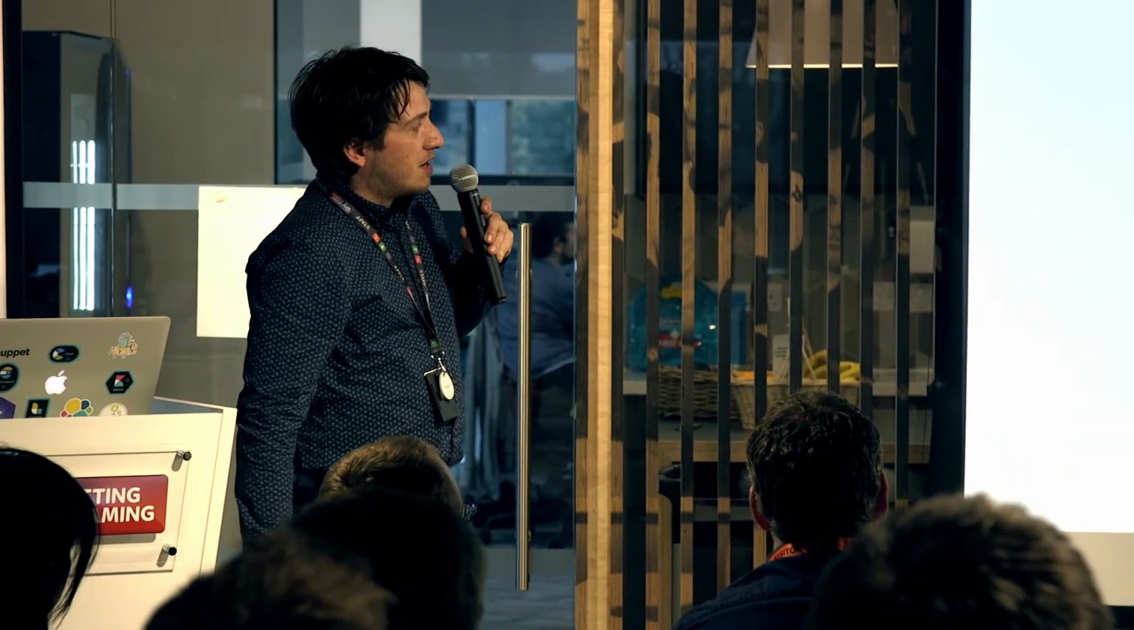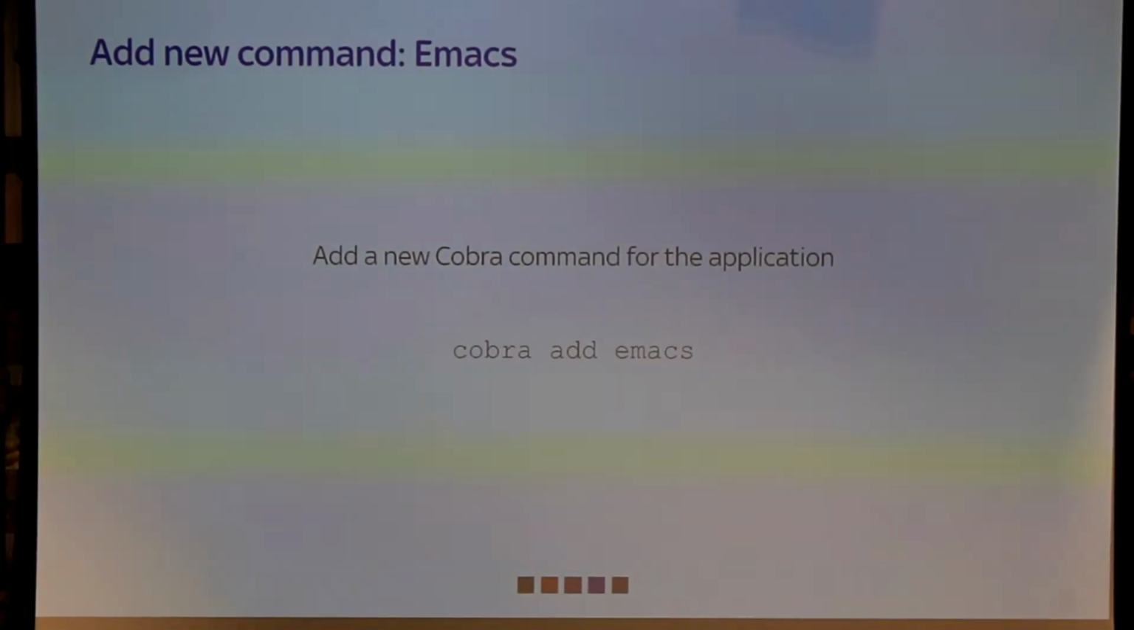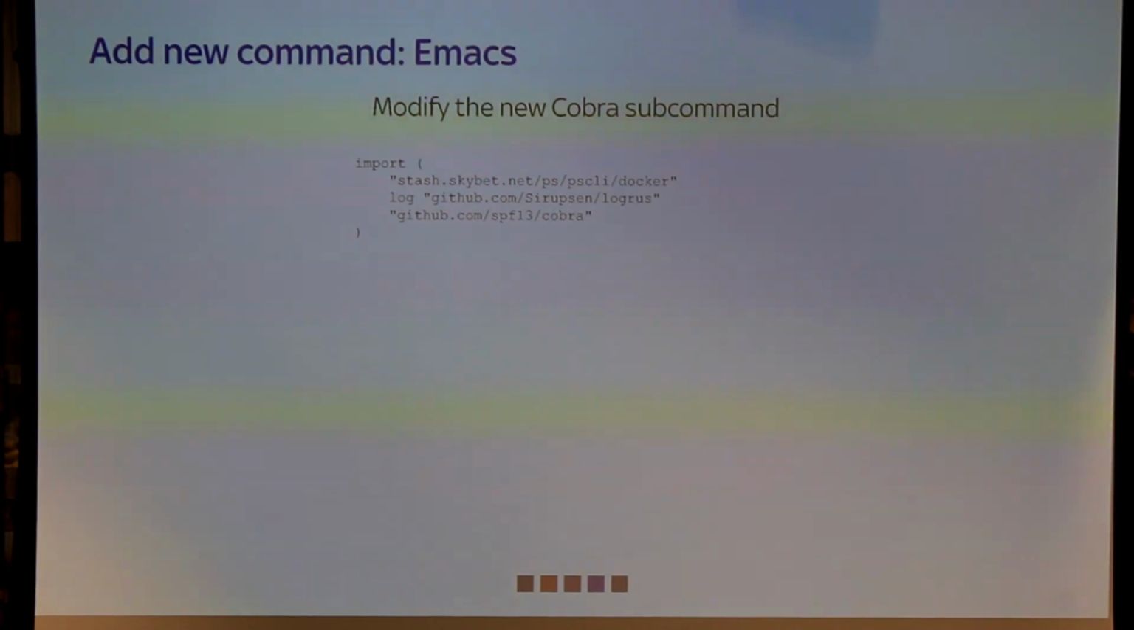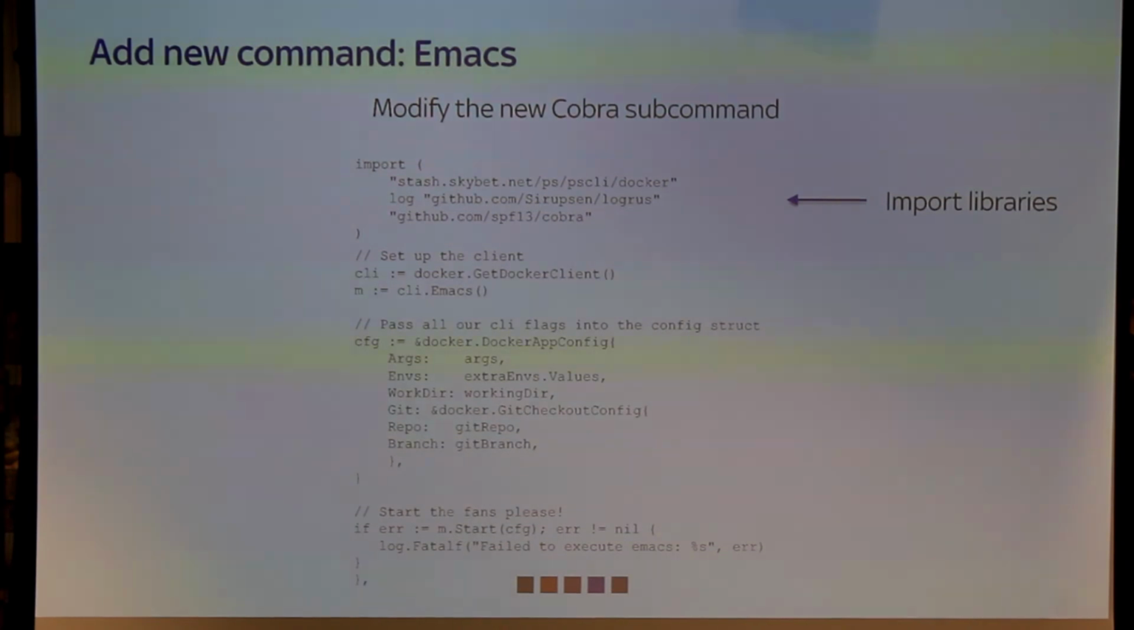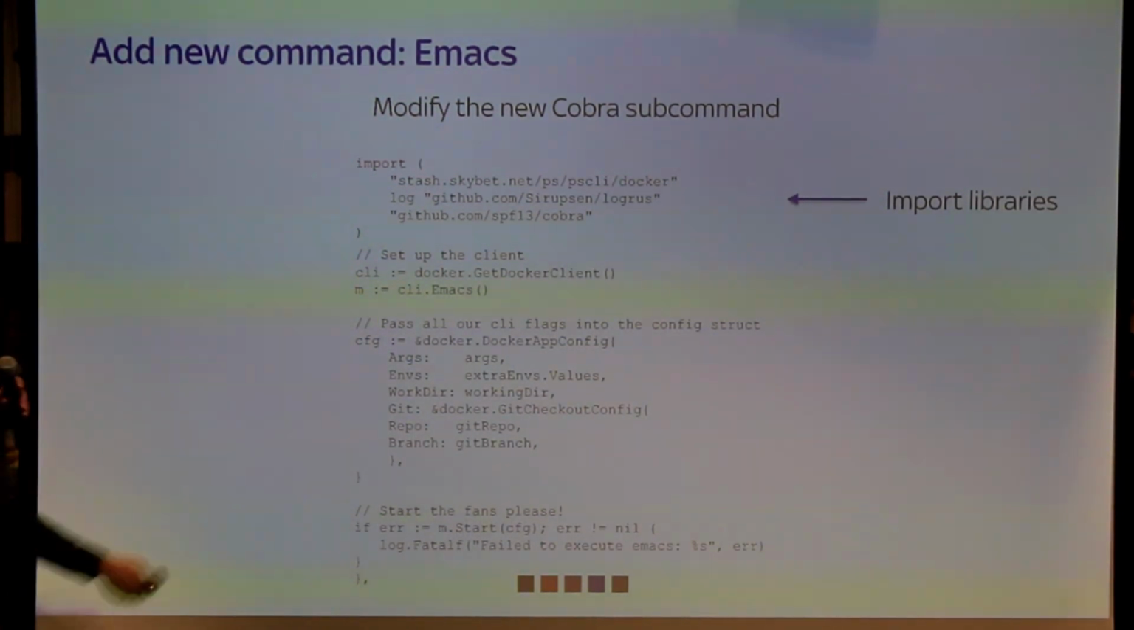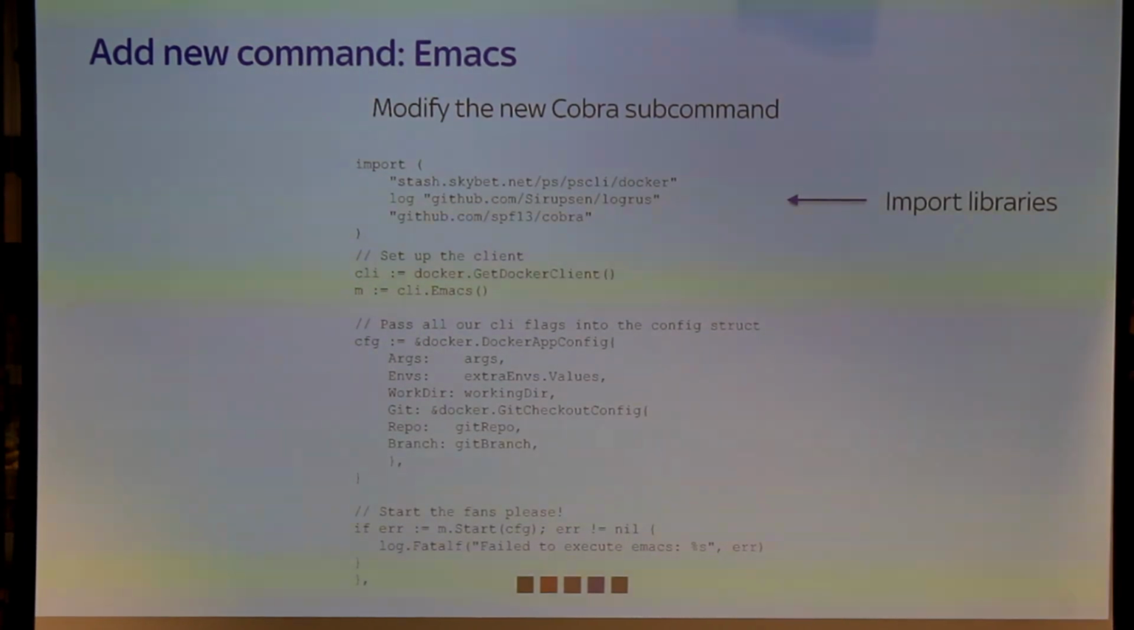Then I shall add a command using the boilerplate generation of Cobra. And I need to add a few other bits as well. So do some library imports. Our little Docker library that we've written is at the top there. And then create myself a Docker client, create myself one of the libraries that I've just added in the slides. Add some configuration. So what working directory are we in, what arguments have we got, is there a Git repo, is there a branch, and that sort of thing. And then start the container and give me a log if it's failed.